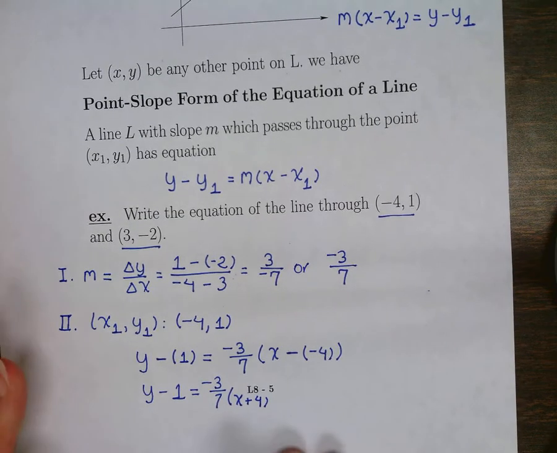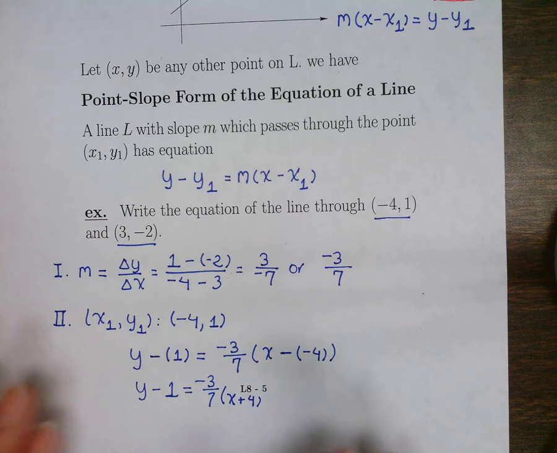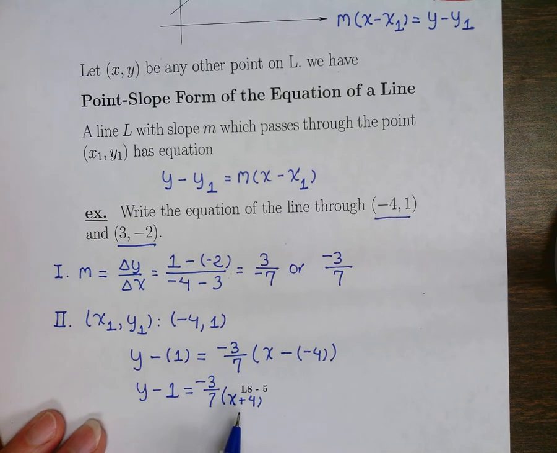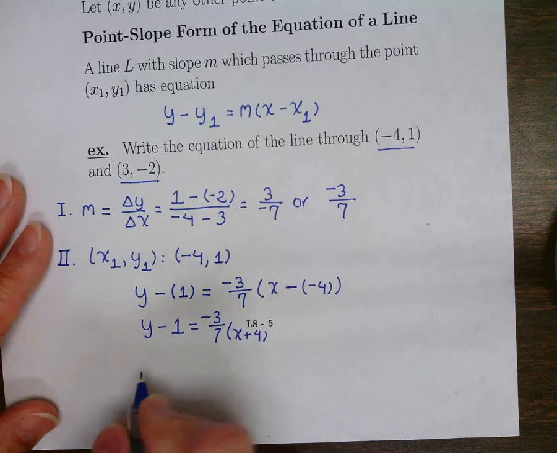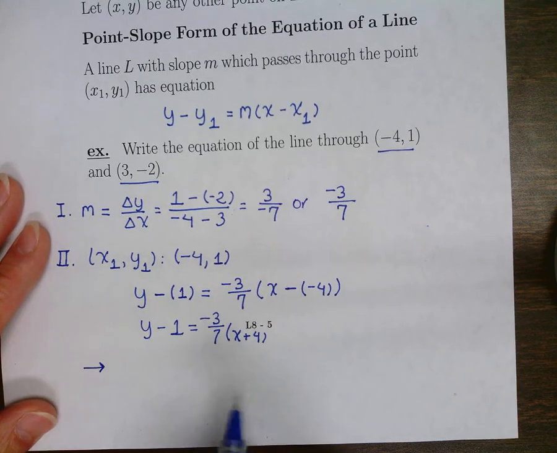Now that technically is the equation of the line. Okay, I've done what I wanted to achieve. I've found an equation relating those variables x and y. But we don't want to leave the line in that form. So let's see if we can make it look a little bit nicer.